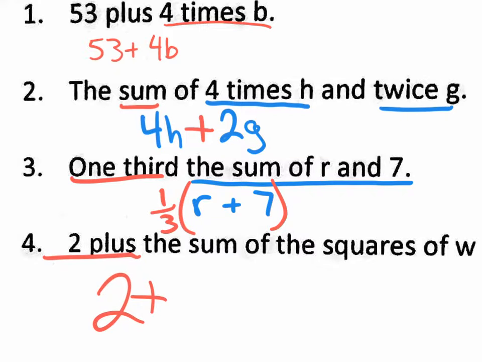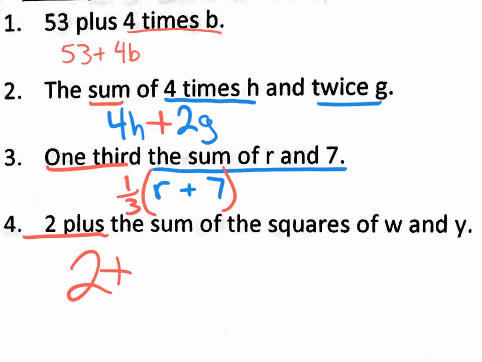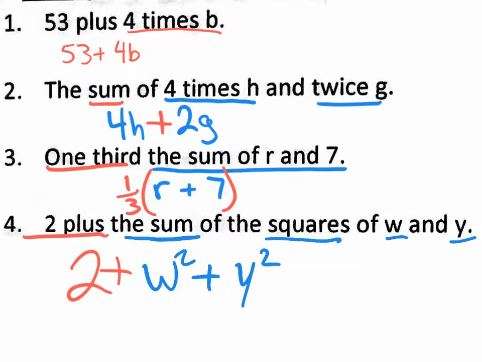The last one, 2 plus, nice and simple. 2 plus, now what are we talking about? 2 plus what? It says the sum, I admit, this one's slightly confusing. The sum, that means add, of the squares of w and y. W squared and y squared. Now, if I leave it like that, it would be wrong.